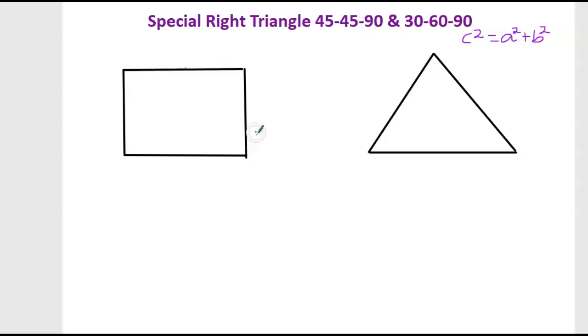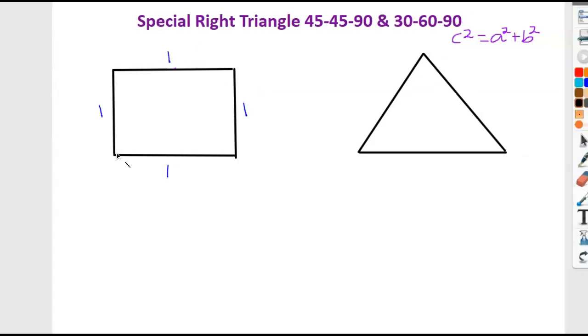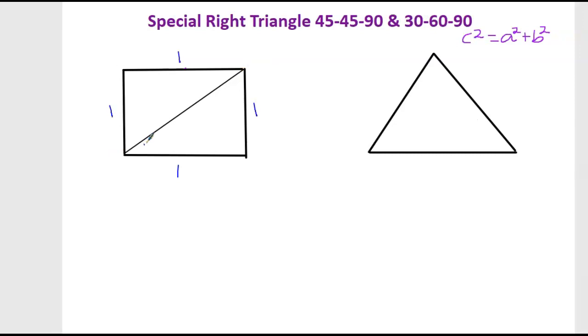So we are taking this figure here to be a square. If it is a square, then it has equal sides, so I'm going to put 1 on each side of it. I have 1 here, 1 here, 1 here, and 1 here. If I draw a line going through here, we know that the angle of a square is 90, so if I cut this into two equal parts, then I have 45 here and 45 here. And here the corner is already 90. That's the symbol for 90.